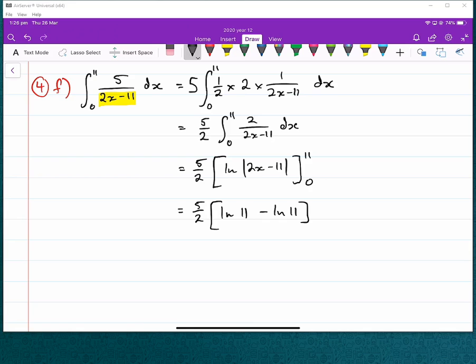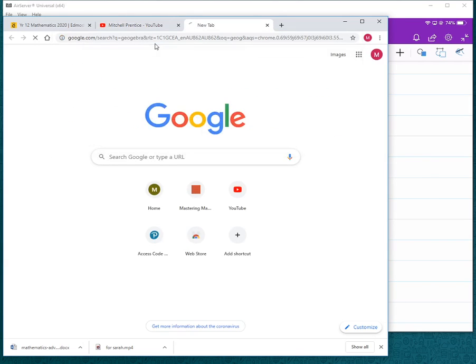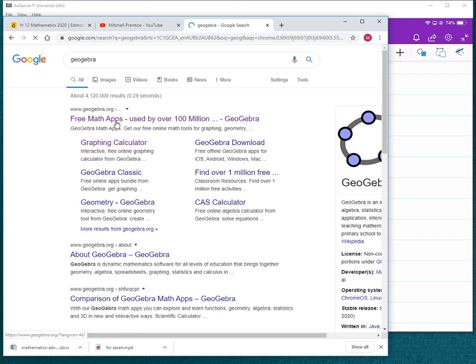So I've got 5 over 2 times 0, so that's just going to give me 0. Now, let's have a look and see what the go is with that. Why did we get this? That's because if I go into GeoGebra and have a picture of this function, let's have a look and see.